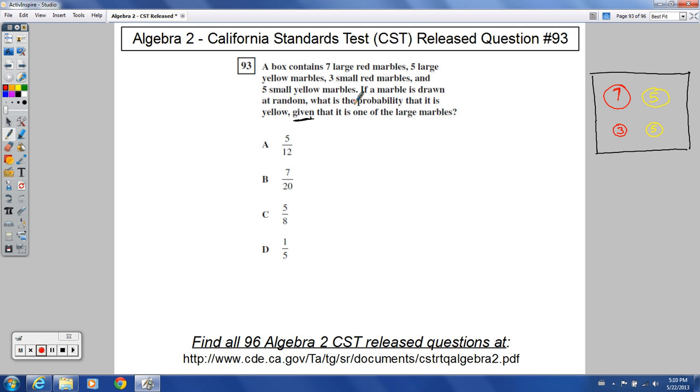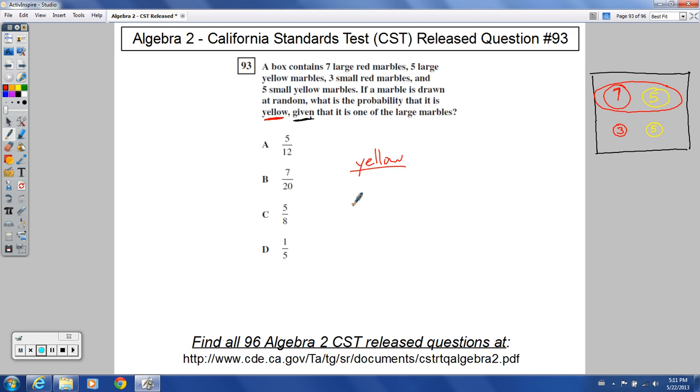But you have to read the question carefully here. What is the probability that it is yellow? So what's the probability of yellow? The chance of yellow goes on the top over, is it the total? Well, no, not exactly in this case. It's not just 20. It's the total over the given total. If it says given that it is one of the large marbles, we only have these ones to choose from. These ones are not in play because it says given that.